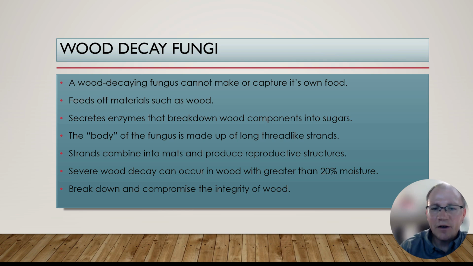The body of the fungus is made up of long thread-like strands. Strands combine into mats and produce reproductive structures. Severe wood decay can occur in wood with greater than 20% moisture. These are going to break down and compromise the integrity of the wood. So once again, people are definitely concerned about the respiratory issues we talked about in the last slide, but they're going to be even more concerned when you're breaking down the structural integrity of their wood. So you really need to do a good inspection when it comes to something like this because structural issues are going to be a big deal.